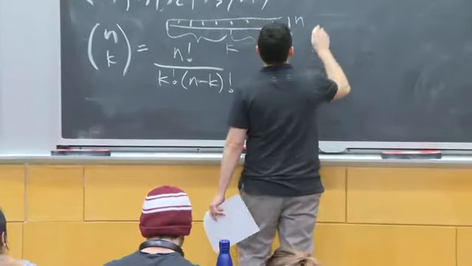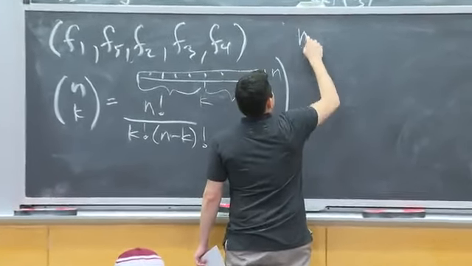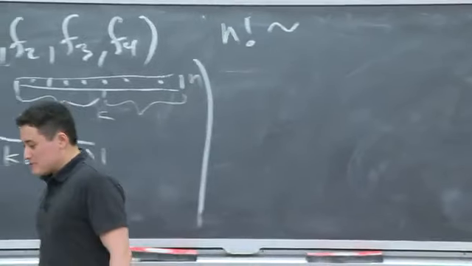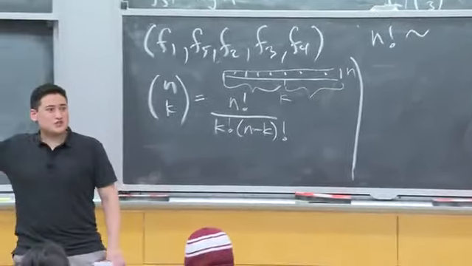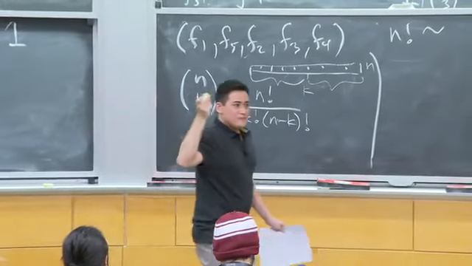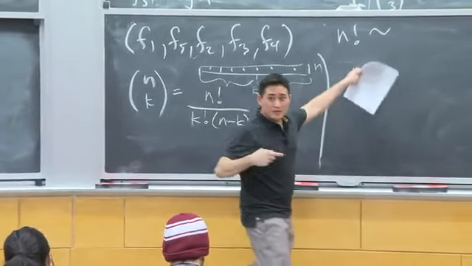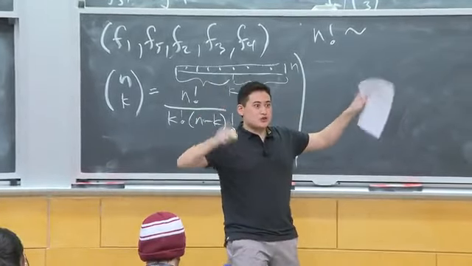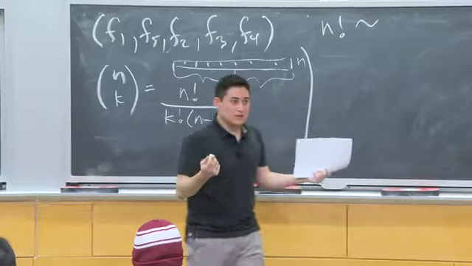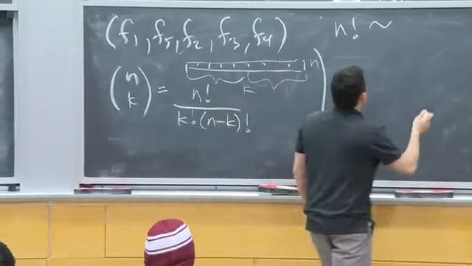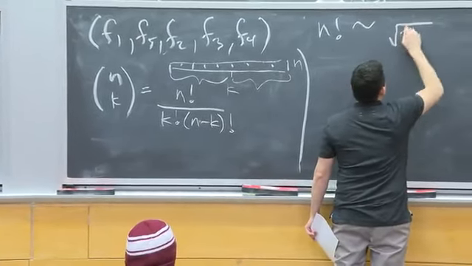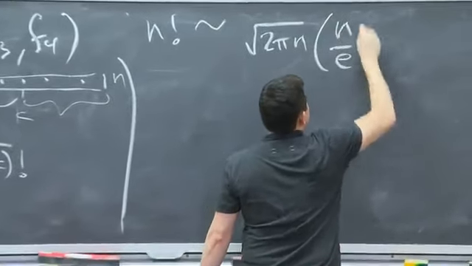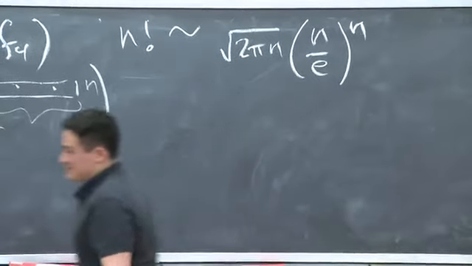Stirling's approximation says n factorial is approximately, and this approximation is much stronger than an asymptotic behavior. It's actually as n approaches infinity, these things are equal. The limit is the identity. But the approximation is the square root of 2 pi n times n over e to the n.